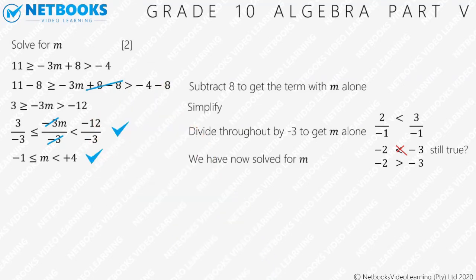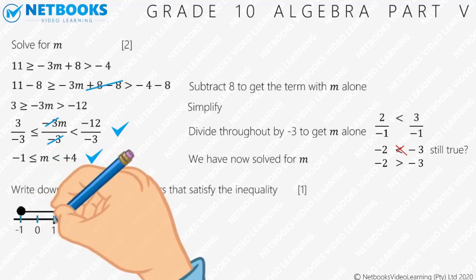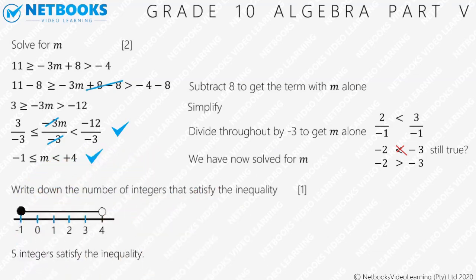The second part of this question asks us to write down the number of integers that satisfy the inequality. We note the integers between -1 and 4, noting that -1 is included. We can count the integers: 1, 2, 3, 4, 5 integers satisfy the inequality. We have attained our mark and completed the question.